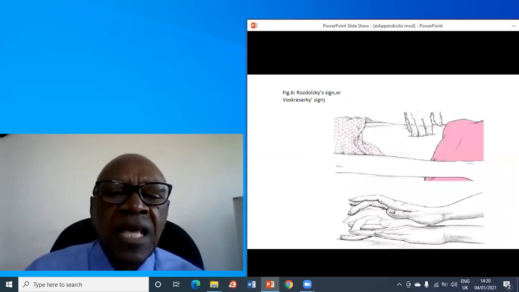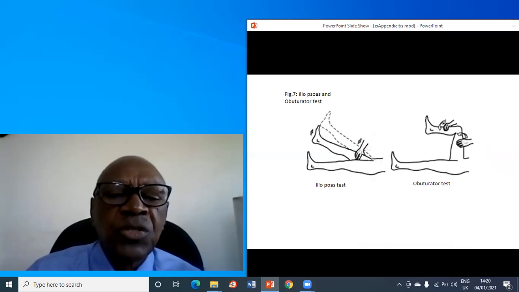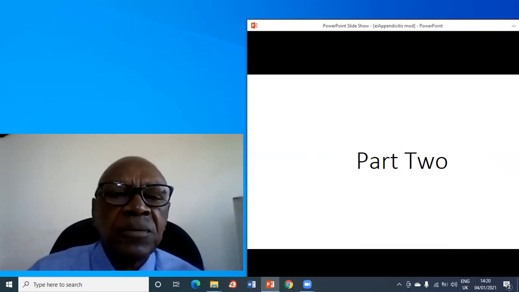Rodriguez's sign is illustrated in figure 6. Slide 7 shows the iliopsoas test and the obturator test. Part 2.